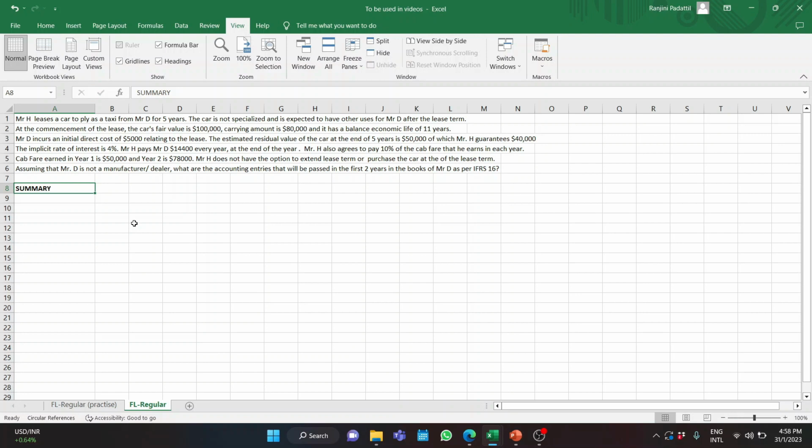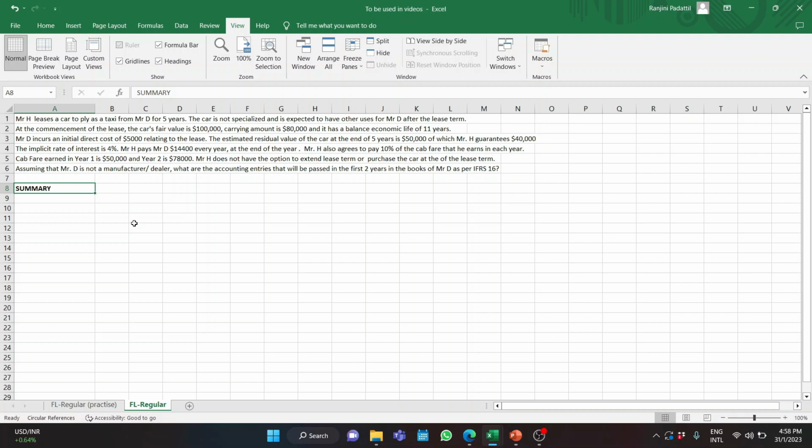Mr. H leases a car to ply as a taxi from Mr. D for 5 years. The car is not specialized and is expected to have other uses for Mr. D after the lease term. At the commencement of the lease, the car's fair value is $100,000, carrying amount is $80,000, and there's a balance economic life of 11 years. Mr. D incurs an initial direct cost of $5,000 relating to the lease.